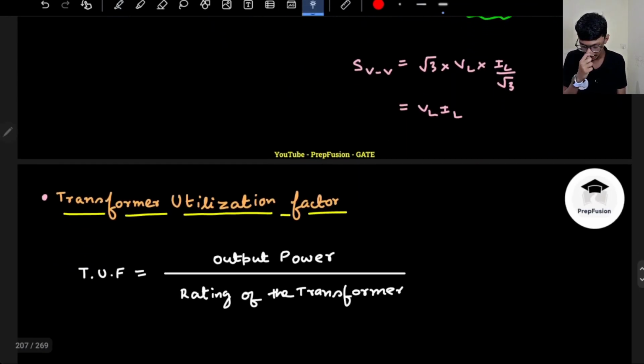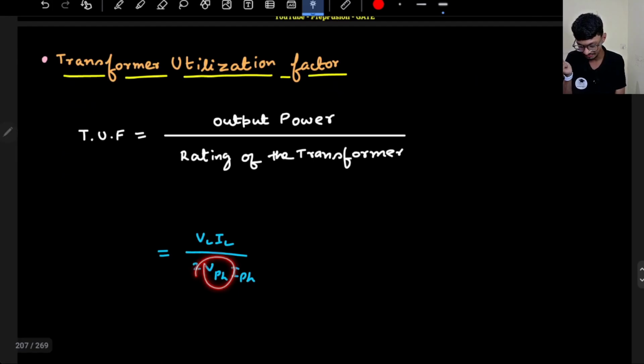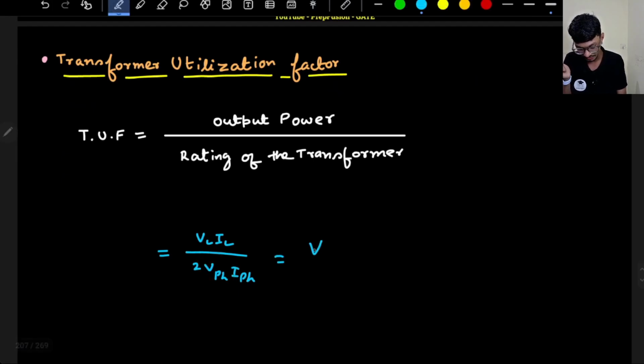VL into IL. Now I know in delta connection V phase and VL are the same. So it is VL into IL divided by 2 into VL I phase. Now what is I phase? In case of a balanced load, I know I phase is IL by root 3. I am just deriving for a balanced load.